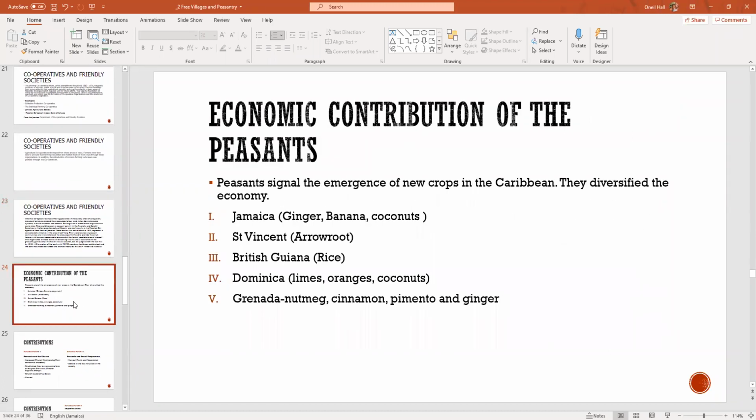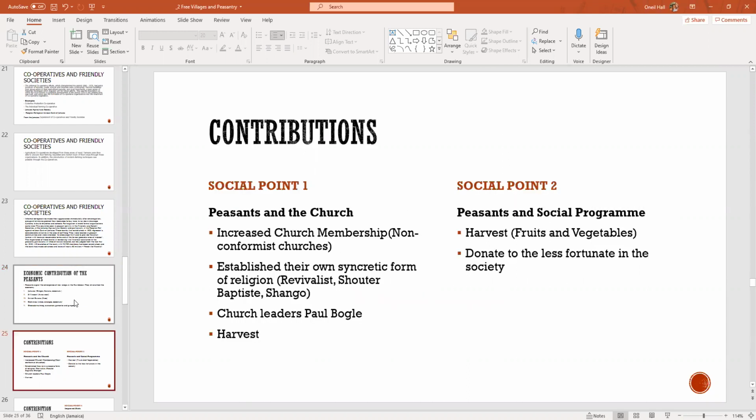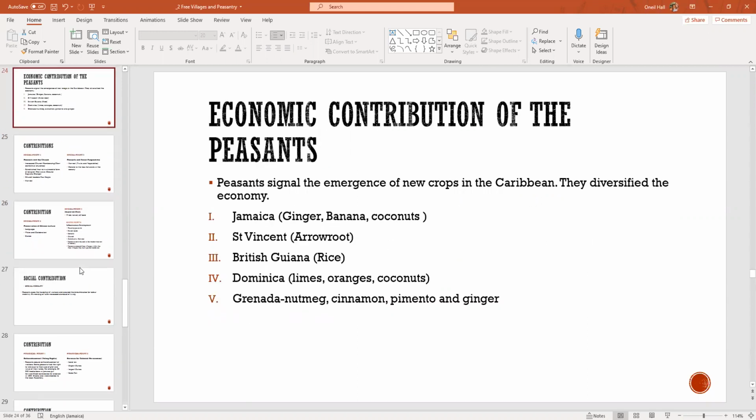All right, so another one. So another economic contribution is that you're going to have new crops emerging. So they are going to diversify the economy. So Jamaica, instead of selling only sugar alone, they're doing ginger, banana, coconut, St. Vincent, arrowroot. British Guyana start to produce rice, Dominica, limes, oranges, coconut, Grenada, nutmeg, cinnamon, pimento, ginger. So new crops are emerging at this point, right? So those are some of the economic contributions.